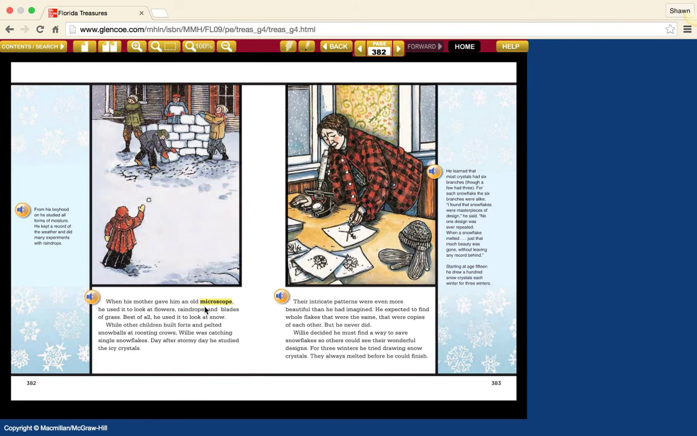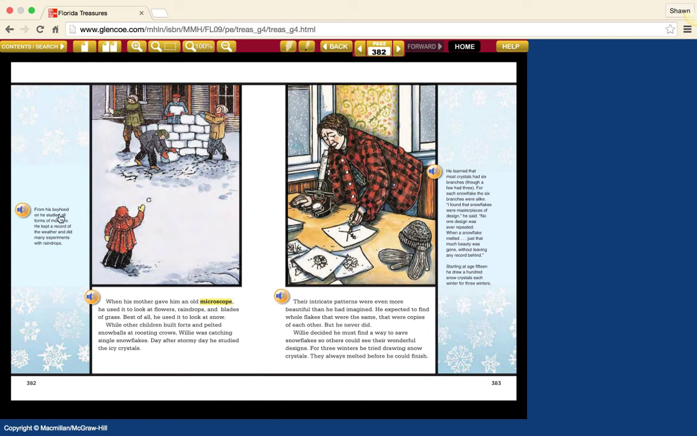When his mother gave him an old microscope, he used it to look at flowers, raindrops, and blades of grass. Best of all, he used it to look at snow. While other children built forts and pelted snowballs at roosting crows, Willie was catching single snowflakes. Day after stormy day, he studied the icy crystals. He was using his observation skills in science to notice things, and that's how all great science and scientists begin.